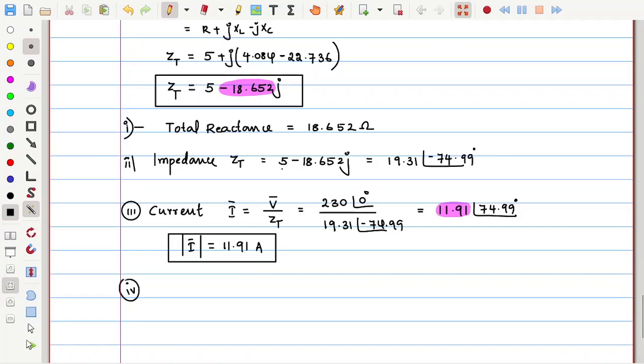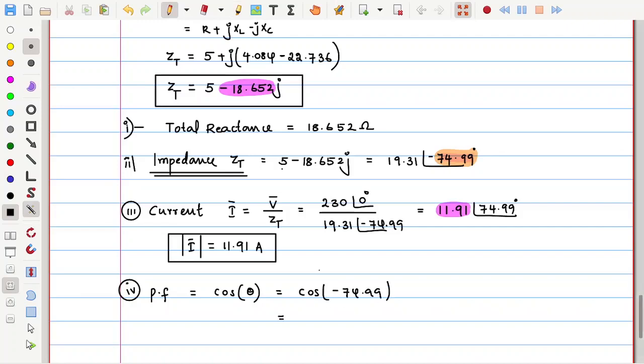Then the final one is the power factor, PF. PF is the cos of the angle between voltage and current. If you know voltage and current both, you can directly do that, or if you already know the impedance angle, directly put that angle. We already calculated the impedance, and the angle is already known. It is minus 74.99. So now we can put that over here, cos of minus 74.99, but whether it is minus or plus doesn't matter.